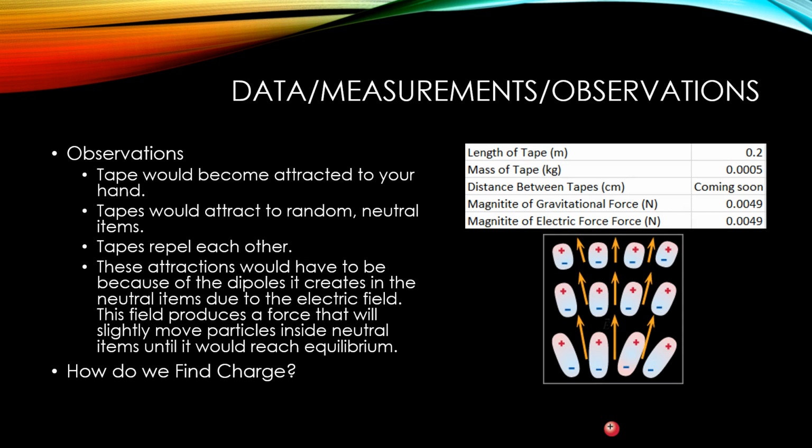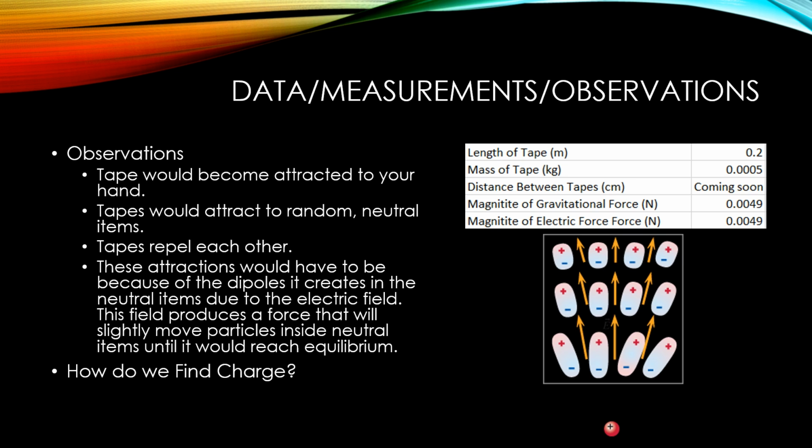Some of the observations we see is that the tape is attracted to random neutral items. We know that this is because the electric field produced by the tape creates induced dipoles in the neutral items, such as shown in the picture to the right, in a way that the two objects will then become attracted to each other. Another thing we have here is some pieces of data such as the length, mass, distance between the tapes, and the two forces acting on the tape itself.